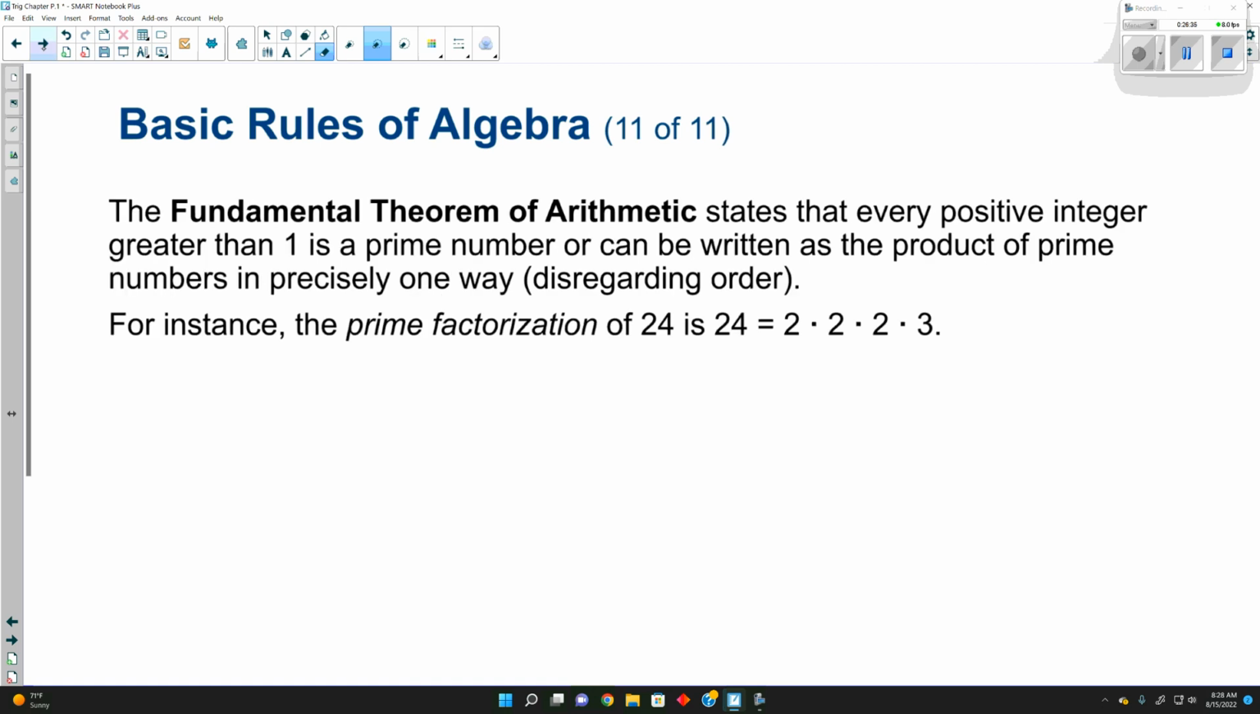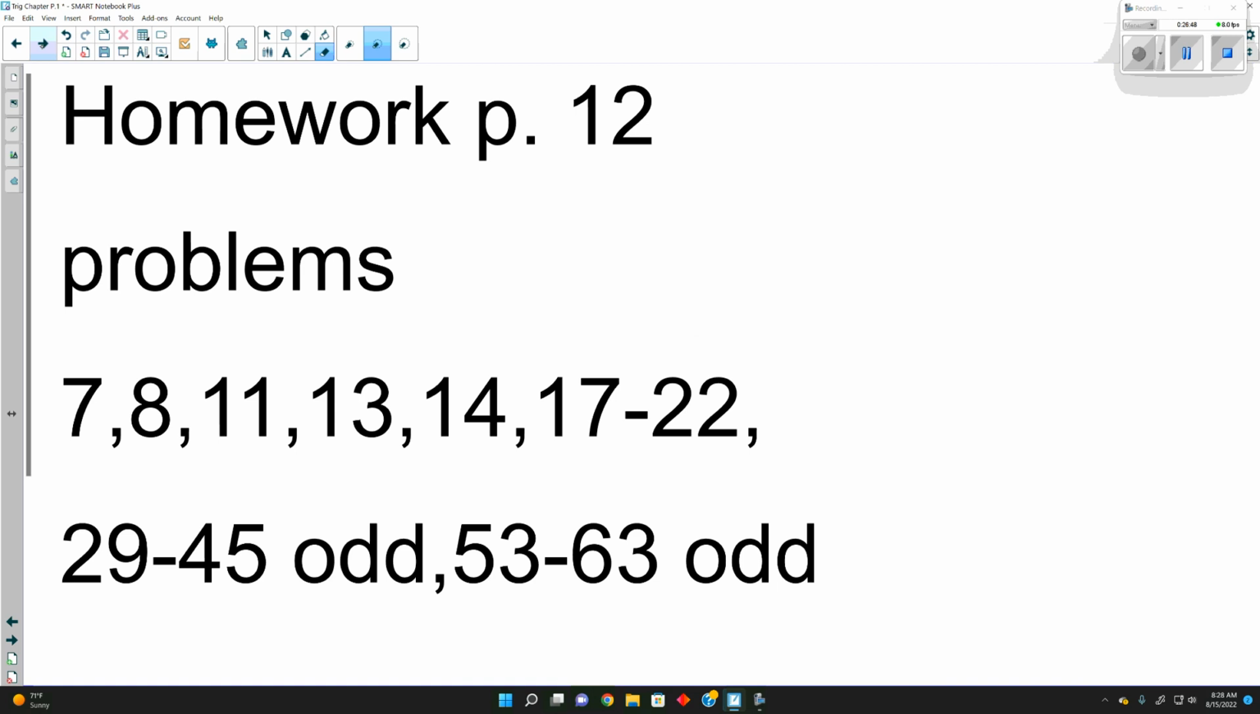The fundamental theorem of arithmetic states that every positive integer greater than 1 is a prime number, or it can be rewritten as a product of prime numbers. Or, sorry, fundamental theorem of arithmetic. That's it. That is all we're going to do.